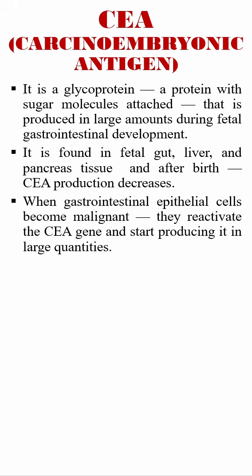Now comes the oncology concept. When certain cells become cancerous, especially cells lining the gastrointestinal tract, they start behaving like immature fetal cells again. So, in medical language, cancer cells reactivate genes that were active during fetal life. One of those genes produces CEA. As a result, cancer cells begin releasing large amounts of CEA into the bloodstream.